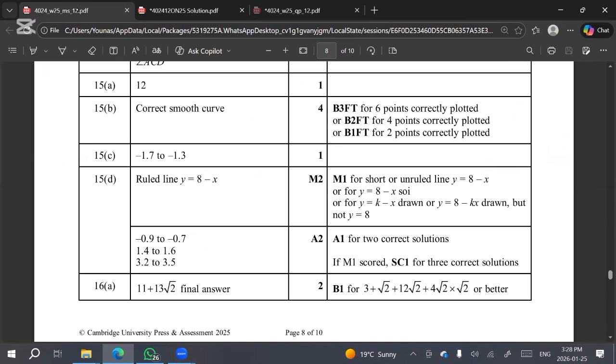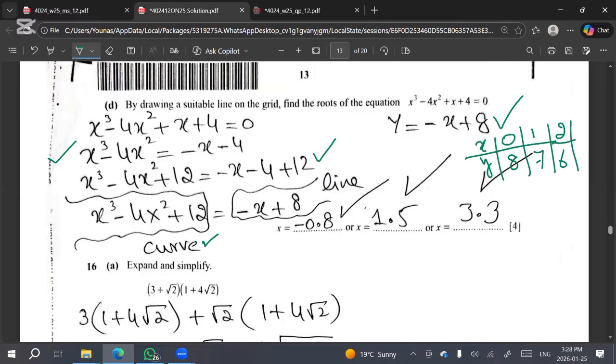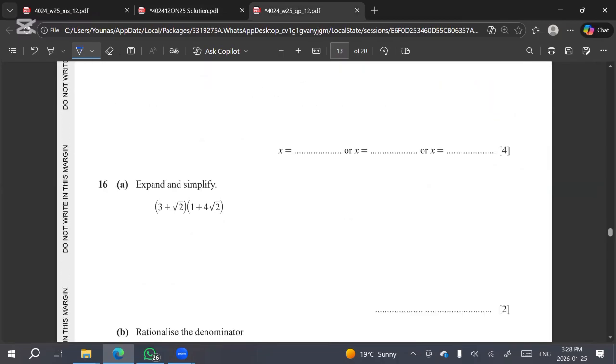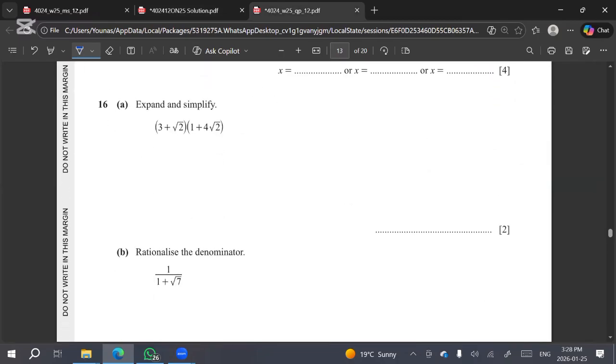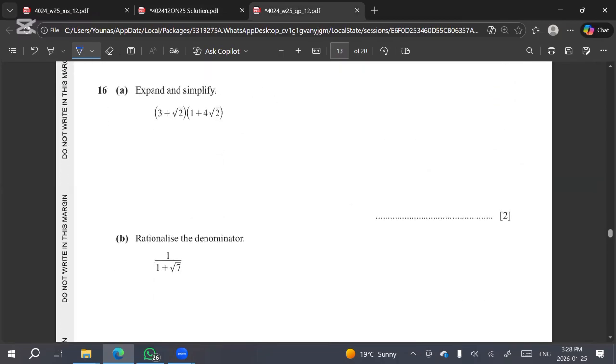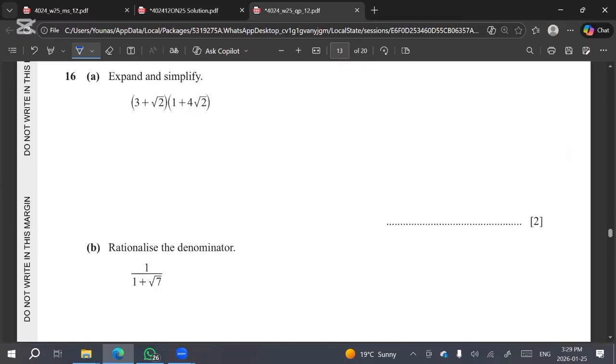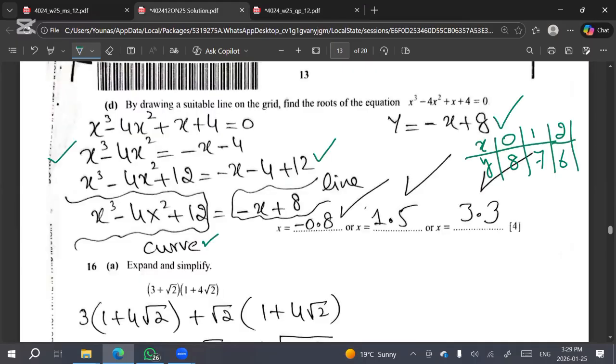Okay. So let's go to the next question. I hope you understand this question. Question number 16 is a 2 mark question, A part. It says expand and simplify. This question is coming from surds. Surds is the new topic which has been added into our syllabus.